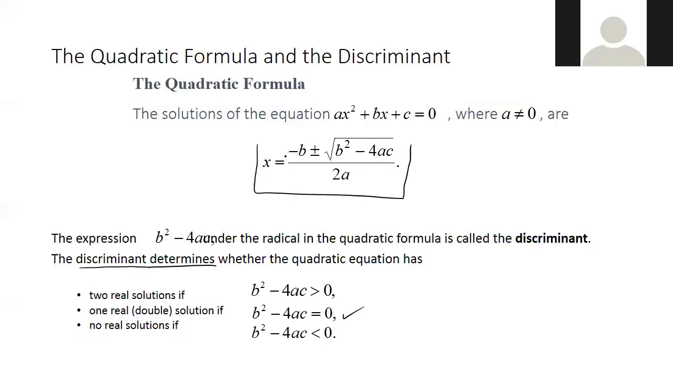One real double solution. You get minus b plus 0 over 2a, and minus b minus 0 over 2a, so you get the same identical answers. If b squared minus 4ac is greater than 0, then we get two real solutions. And if b squared minus 4ac is less than 0, then you get a negative under the radical, and then you're getting those i's. You get two complex, or not real, solutions there.